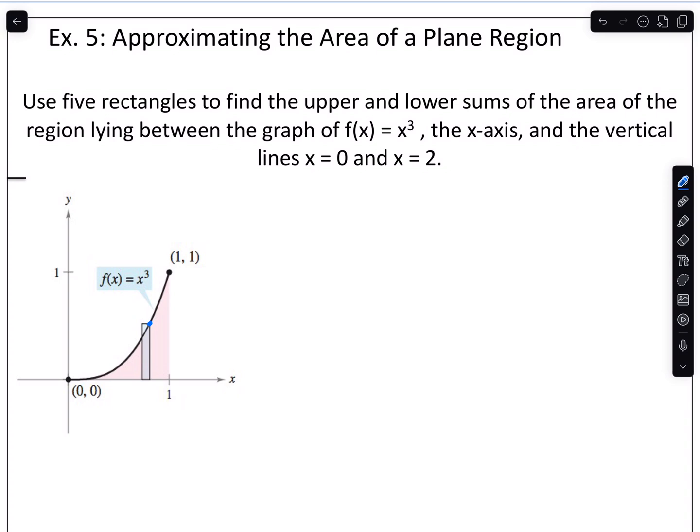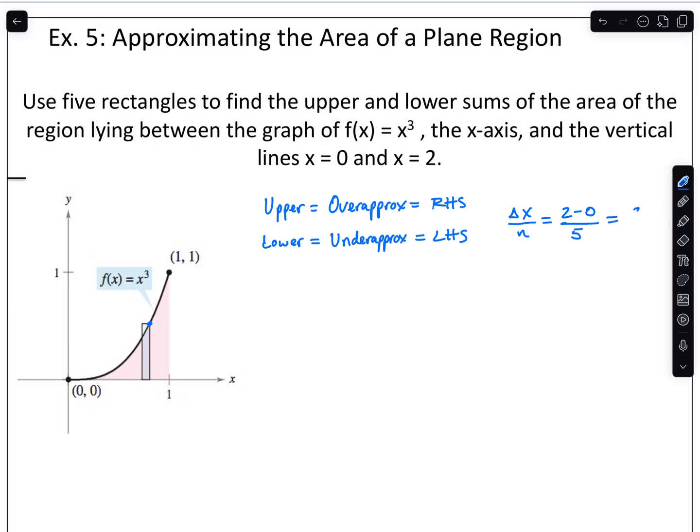5 rectangles for this function. So maybe just looking at it, we can say the upper in this case is going to be the over approximation, and that's going to be with right-handed. We know the lower is going to be the under approximation, and that's going to be left-handed. I'd also want to know what is the width of all the rectangles. So taking delta x over n, we know the region is from 0 to 2, and we know that we want 5 rectangles, so I think it will be 2/5 as the width of all of our rectangles.